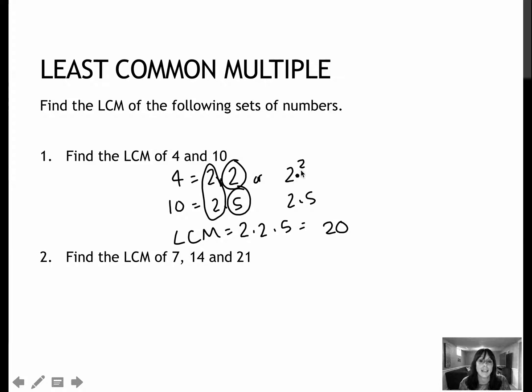If I'm looking at the exponents, the most number of times 2 happens is twice, and the most number of times 5 happens is once, and again, I still get 20 for my solution.